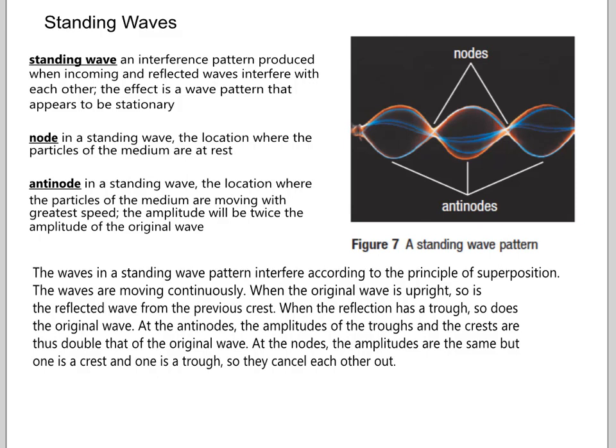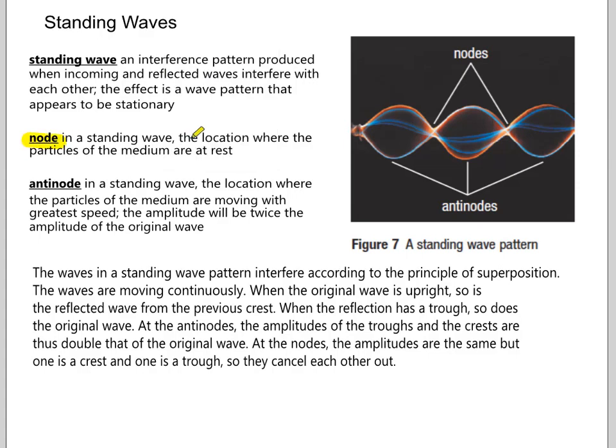Okay, and everything starts to jump in its amplitude. So I will do that with Slinky shortly. But we have these two new words to define. I want a highlighter. Node is one, and antinode is the other.